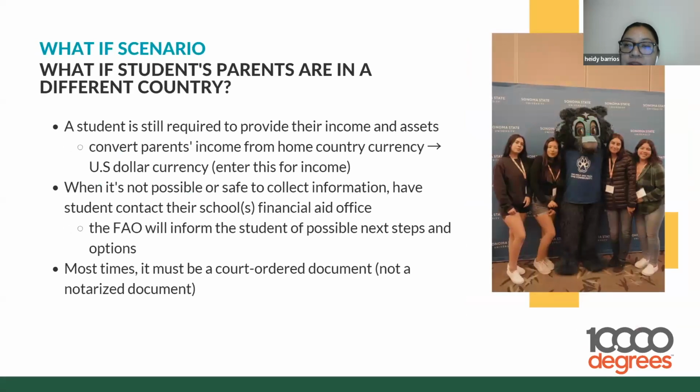And then what if a student's parents are in a different country? A student is still required to provide their income and assets. It's important for students to convert their parents' income from their home country to US dollar currency, and this will be entered in the income section. And when it's not possible or safe to collect information, have students contact their school's financial aid office, and the FAO will inform the students of possible next steps and options. Most of the time it must be court-ordered documents, not notarized documents.